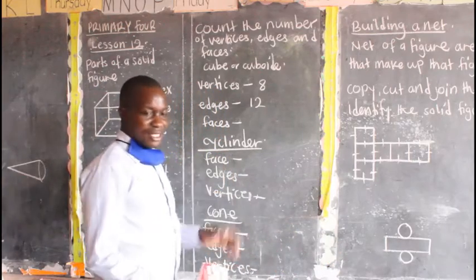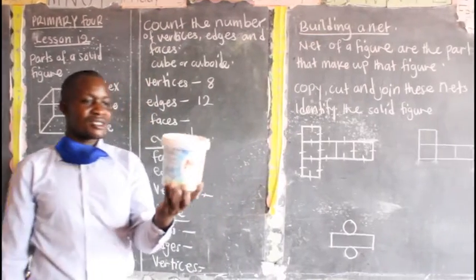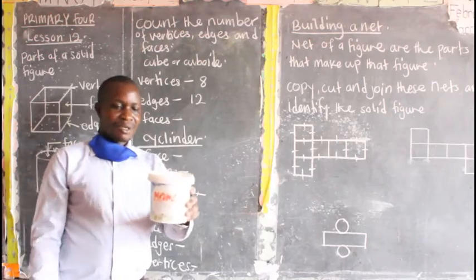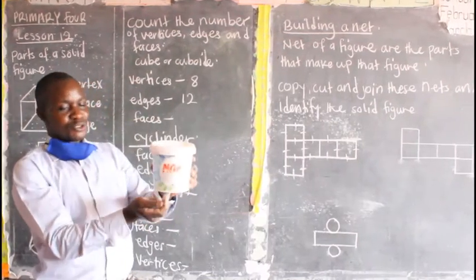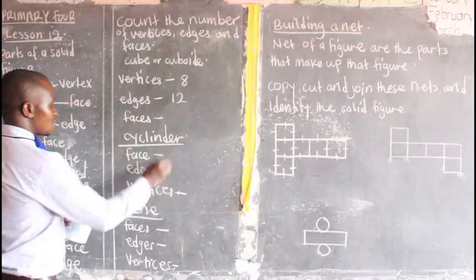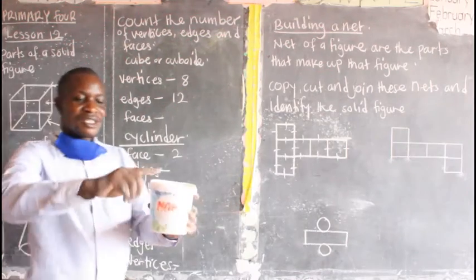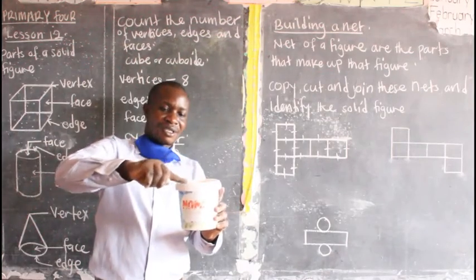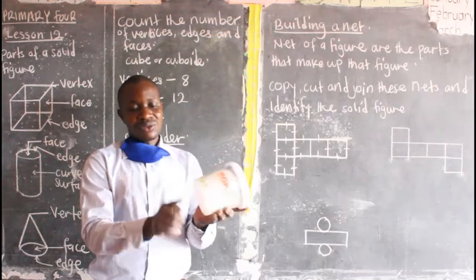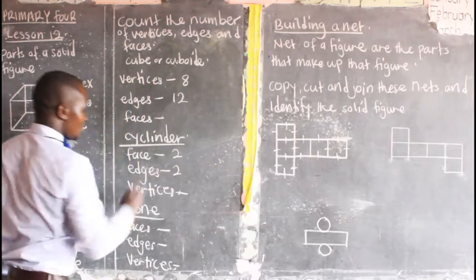Then let's go to a cylinder. This is a cylinder. Now we are beginning with the faces. On this cylinder, we have the top part and the bottom, the faces. So there are 2 faces. Edges: it is this one here, surrounding, and this down one here. Also there are 2 edges.